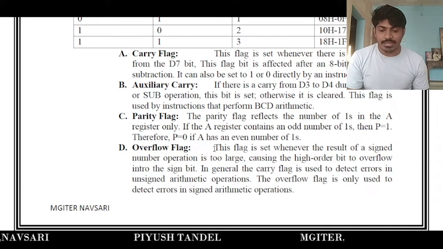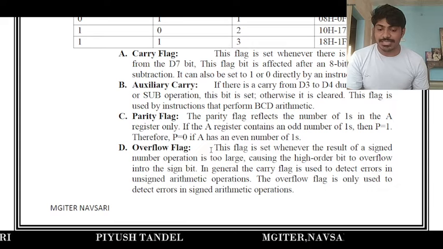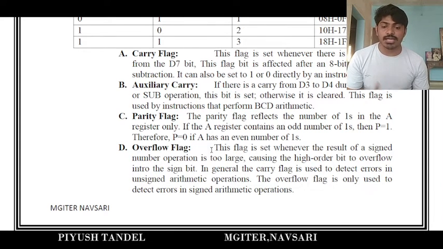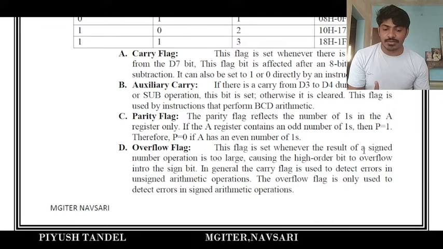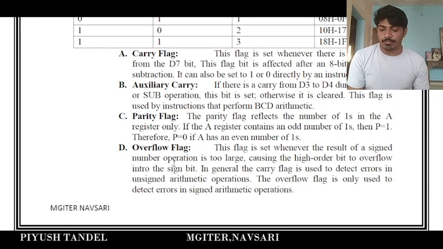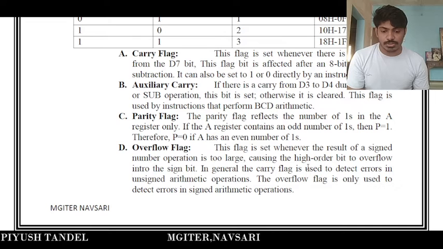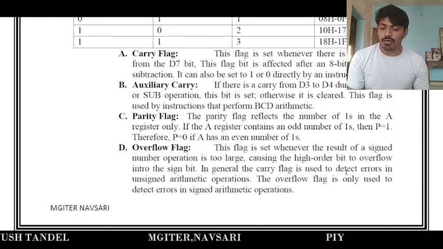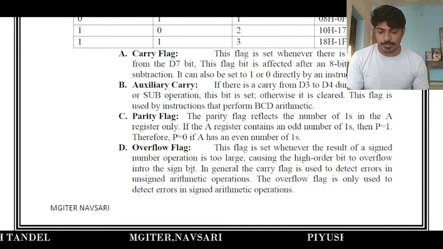Now last one, that is the overflow flag. So this flag is set whenever the result of the signed number operation is too large. सिंपल है कि ओवरफ्लो कब होगा, जब नंबर बहुत ज्यादा बड़ा होगा। So this flag is set whenever the result of the signed number operation is too large, causing the higher order bit to overflow into the sign bit.